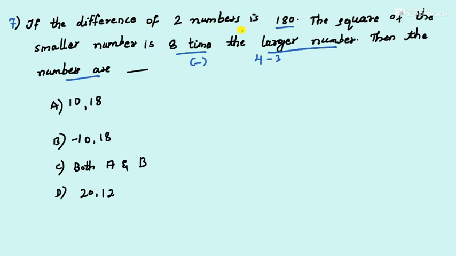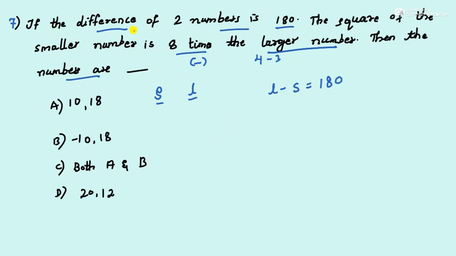So they have given two numbers, smaller and larger, so I will take s as the smaller and l as the larger number. So difference is always larger minus smaller. Okay, so now read it here. The difference of two numbers, so l minus s is how much? 180.